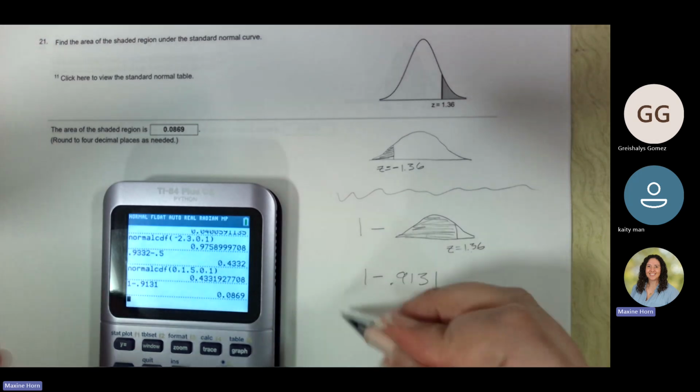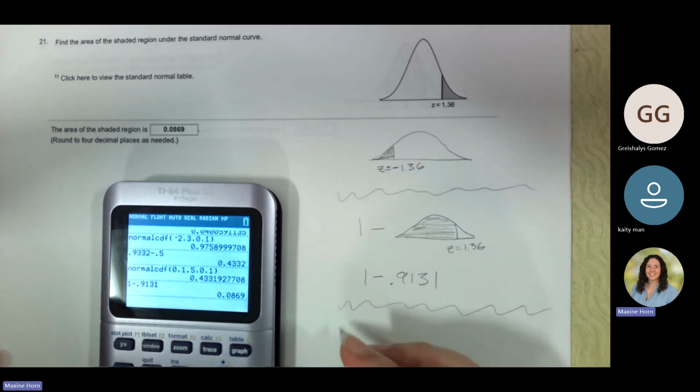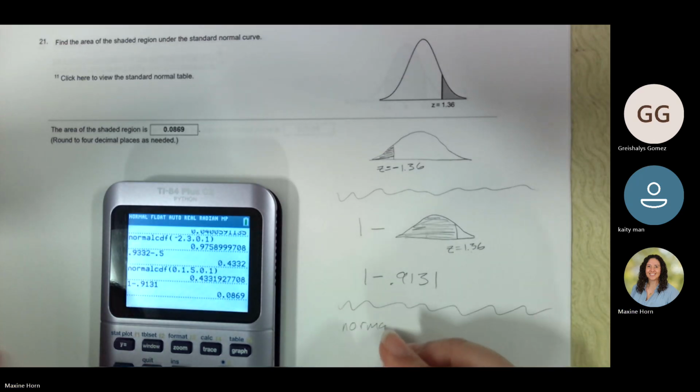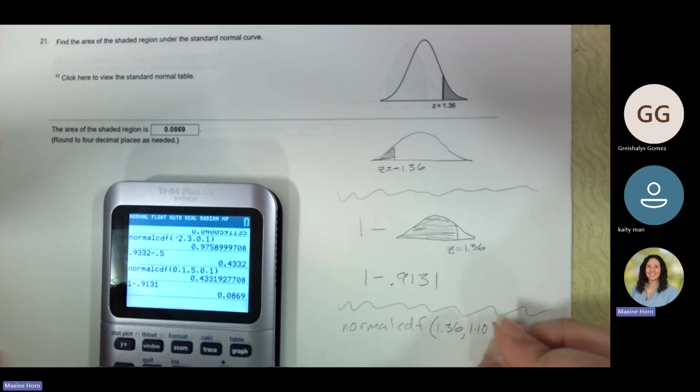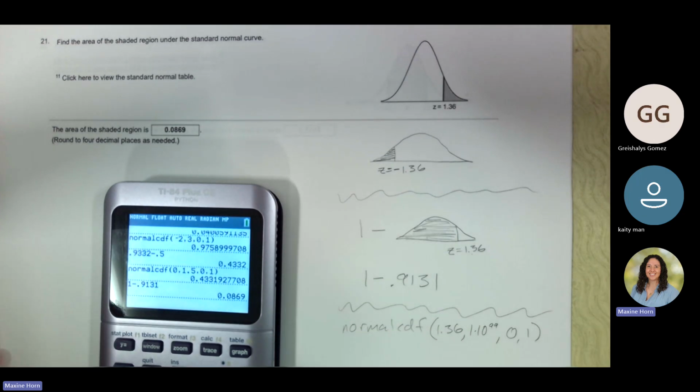Or I can do it in the calculator. And I can say, what's my lower bound? It's a z-score of 1.36. What's my upper bound? It's infinity. Well, I can't do that, so I'm going to do 1 times 10 to the 99th. Mean of 0, standard deviation of 1.